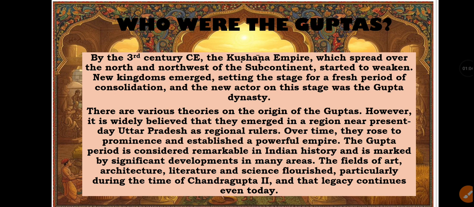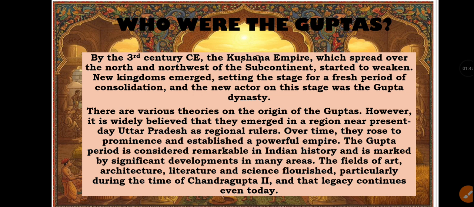There are various theories on the origin of the Guptas. However, it is widely believed that they emerged in a region near present day Uttar Pradesh as regional rulers. Over time, they rose to prominence and established a powerful empire. The Gupta period is considered remarkable in Indian history and is marked by significant developments in many areas. The fields of art, architecture, literature, and science flourished, particularly during the time of Chandragupta II, and that legacy continues even today.